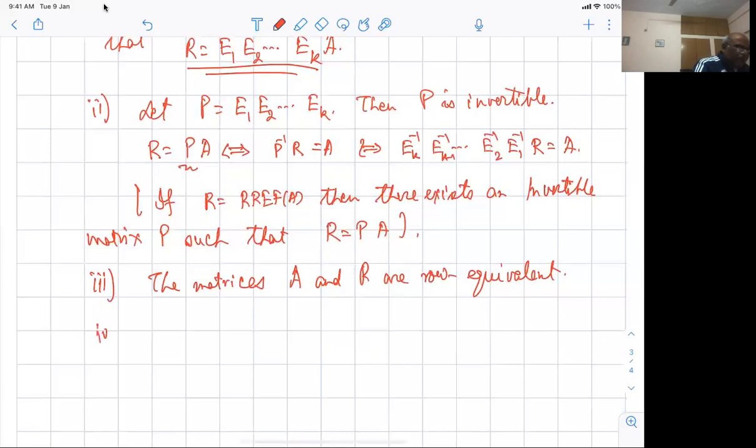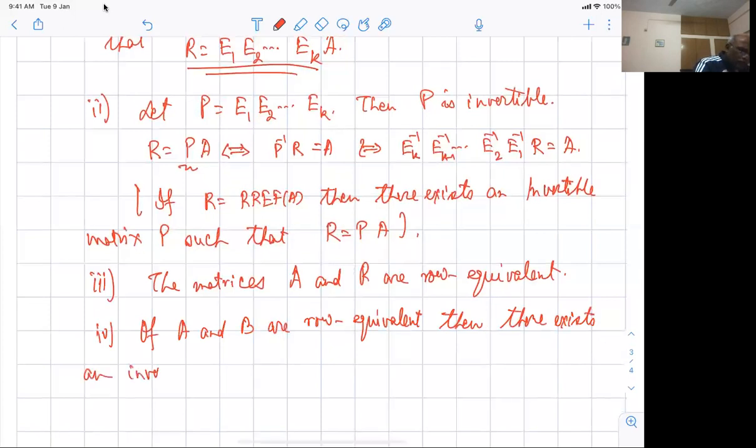And the fourth part is again the same thing in a different language. If A and B are row equivalent, then there exists an invertible matrix P such that B is equal to P times A. Fine, this is one way of understanding it.